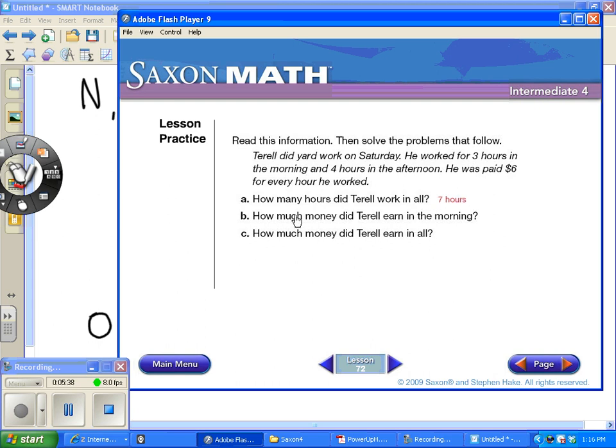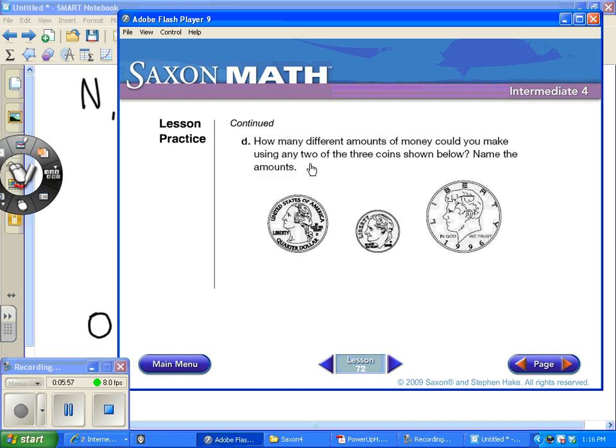Now, how much money did he earn just in the morning? 3 hours in the morning times $6 an hour, $18. But how much money did Terrell earn in all? 7 hours altogether times $6 an hour, $42.